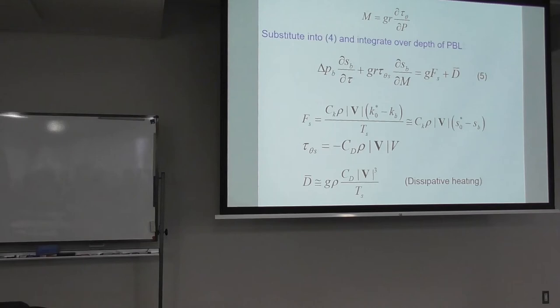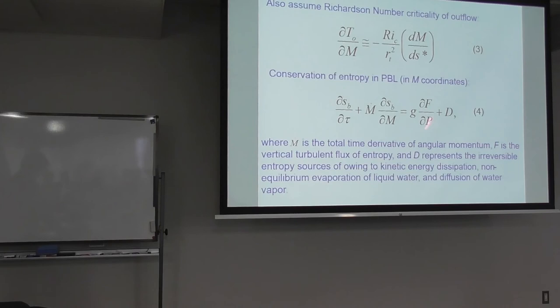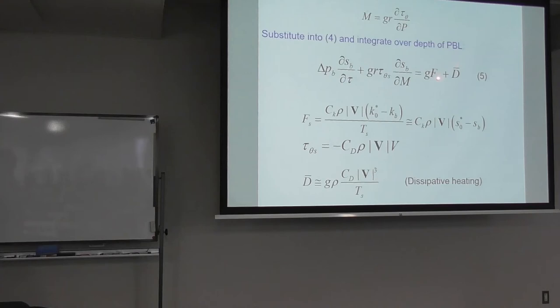And then, let me just go backwards a minute. When I integrate this with height, I get G times the surface entropy flux. And once again, I've assumed that there's no turbulent flux of entropy through the top of the boundary layer. And that's also pretty reasonable in the core, but not outside the core. Okay, so we have, and this is just the depth average dissipative heating in the boundary layer divided by temperature. So the surface flux, entropy is really just the surface enthalpy flux divided by temperature.